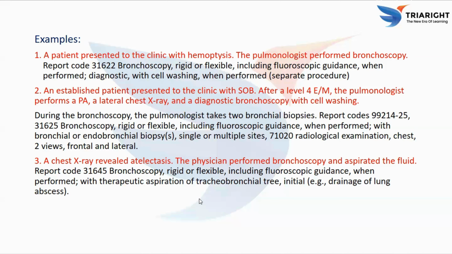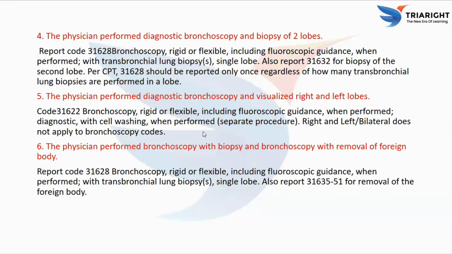And the fourth example is diagnostic bronchoscopy and biopsy of two lobes. So what happened here? The physician performed bronchoscopy and took transbronchial lung biopsies from two different lobes. So the codes are 31628, bronchoscopy with transbronchial lung biopsy, single lobe. So report once for the first lobe. And 31632 for the additional lobe. So coding is based upon the number of lobes but not the number of tissue samples.